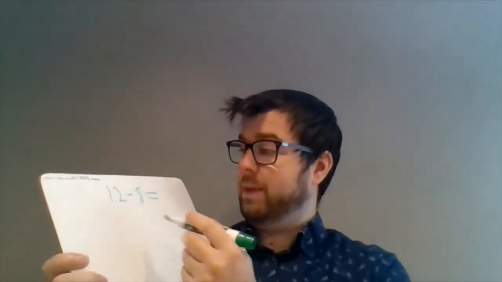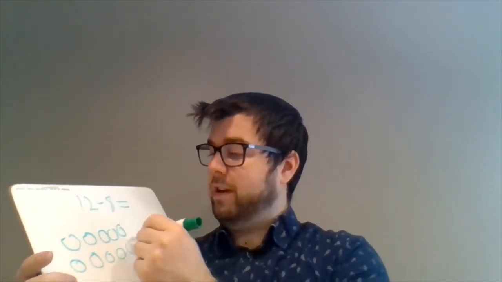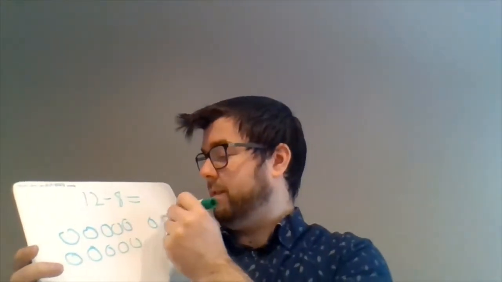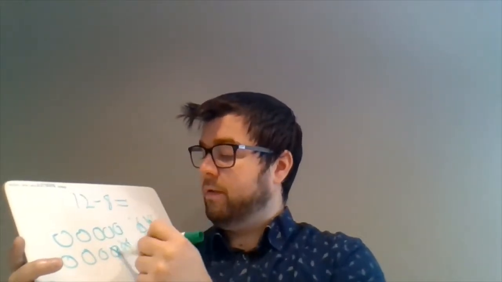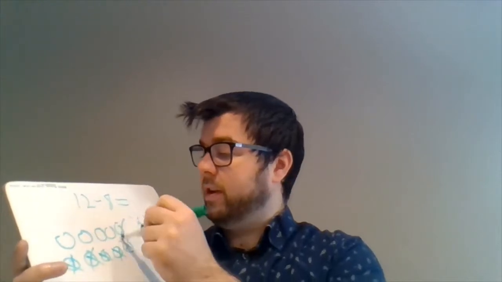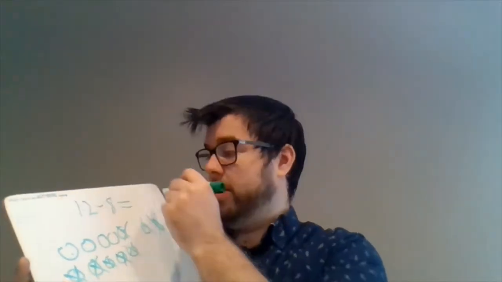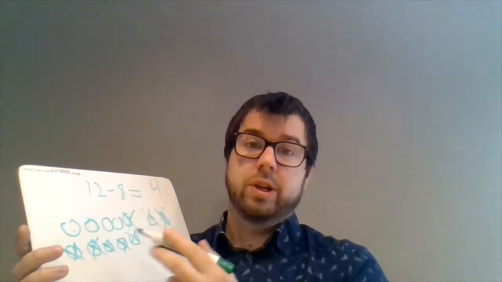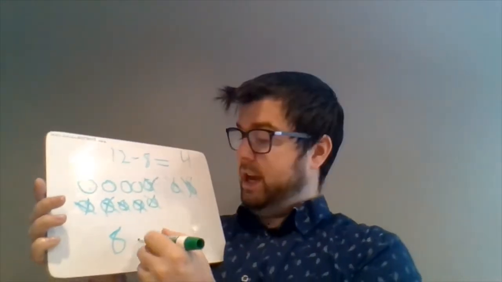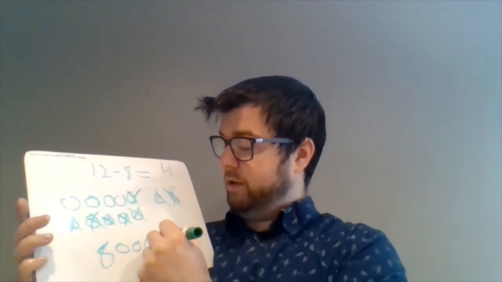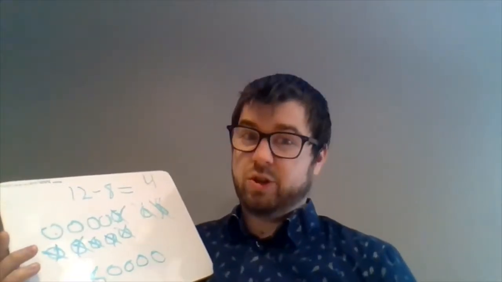Okay, so we have 12 minus 8. 1, 2, 3, 4, 5. I made a 10 frame. 10, 11, 12. And now I need to cross out 8. 1, 2, 3, 4, 5, 6, 7, 8. 1, 2, 3, 4. Another way you could do it is you could use the counting up method, where you start at 8 and you go 8, 9, 10, 11, 12. And that's 4. That way's a little trickier, but it also works. Nice work. And now we're going to start working on place value.